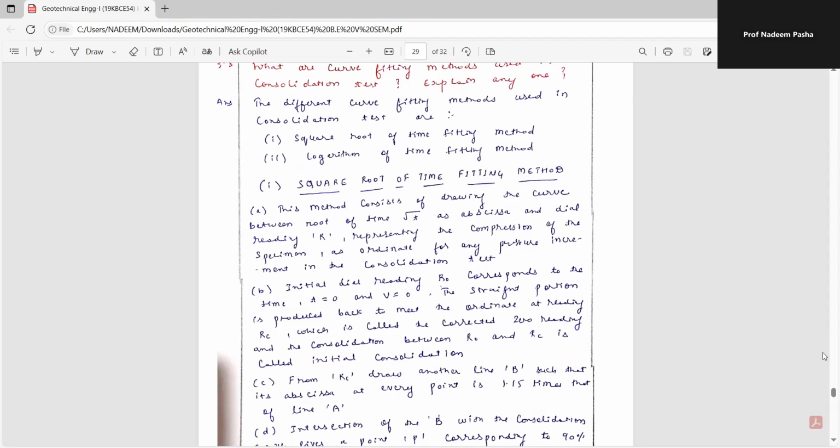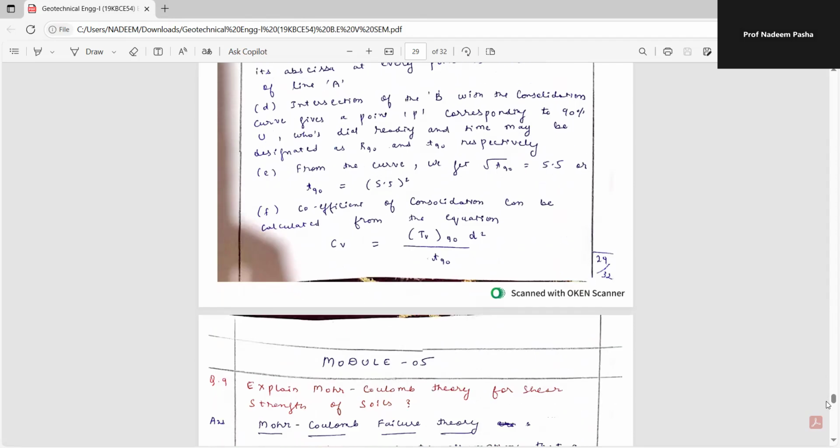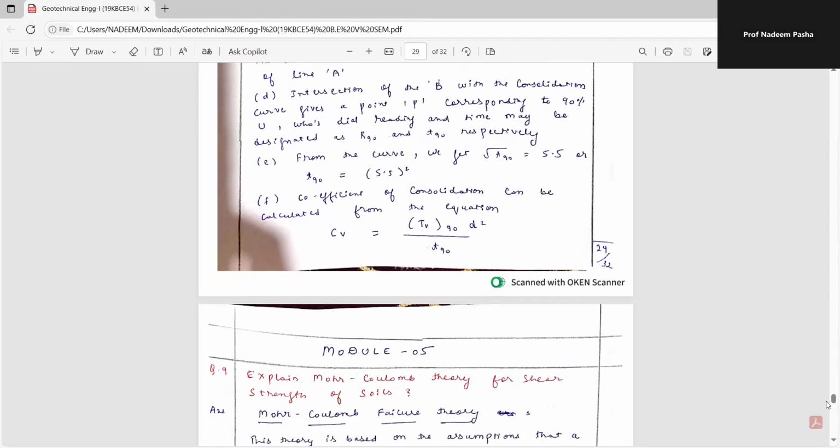From Rc, draw another line B such that its abscissa at every point is 1.15 times that of line A. The intersection of line B with the consolidation curve gives a point P corresponding to 90% consolidation, whose dial reading and time may be designated as R90 and t90 respectively.